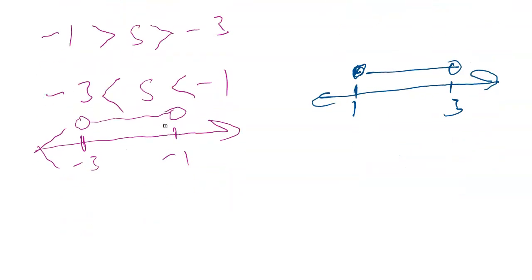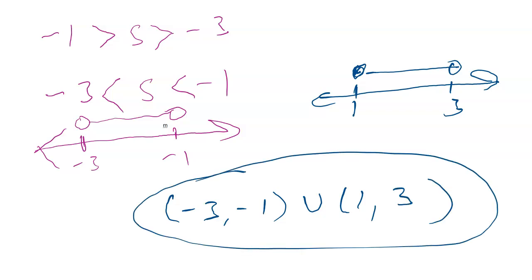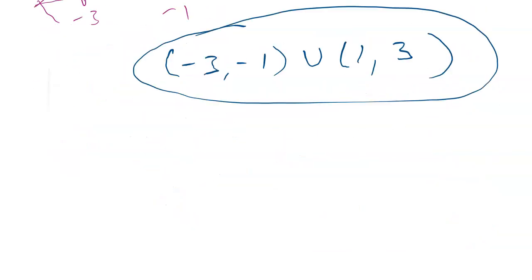So if you think about it, my answer is the union of these two things. So my final answer should be negative 3 comma negative 1, union 1 to 3. I'm going to double check the solution key, make sure we're good. Looks good. Good. Nice, ChatGPT. You're doing well on the solutions.